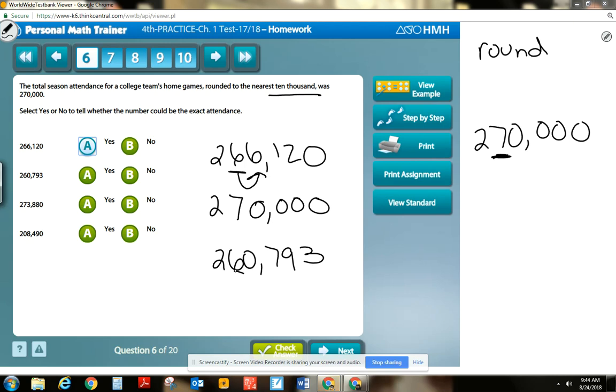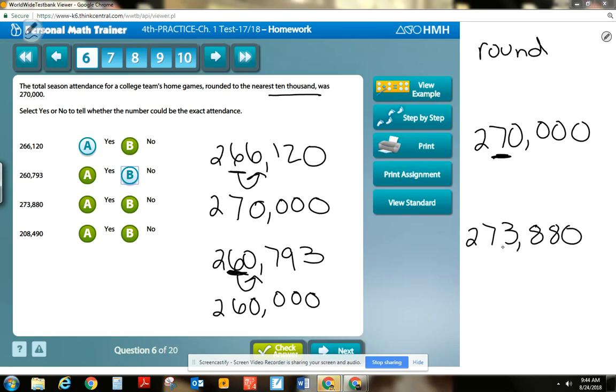260,793. 10,000s place. I look to the right. 4 or less, I let it rest. So I just keep it the same. And then I hold zeros. So that's not the same as 270,000. So it's a no. Next problem.